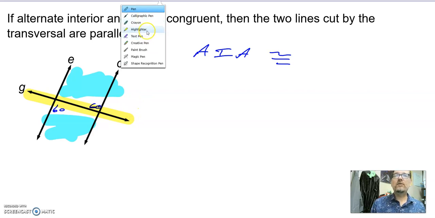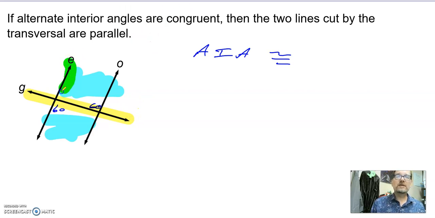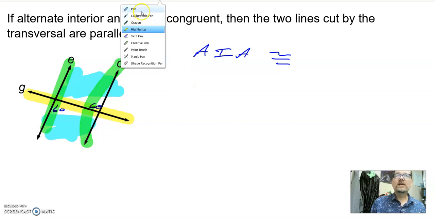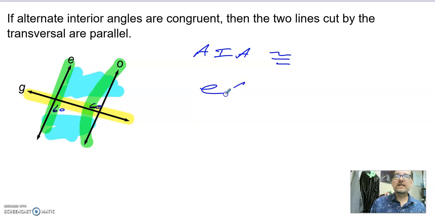So what do I now know? I know the two lines cut by the transversal... oops, that was just awful. We now know line E is parallel to line O.